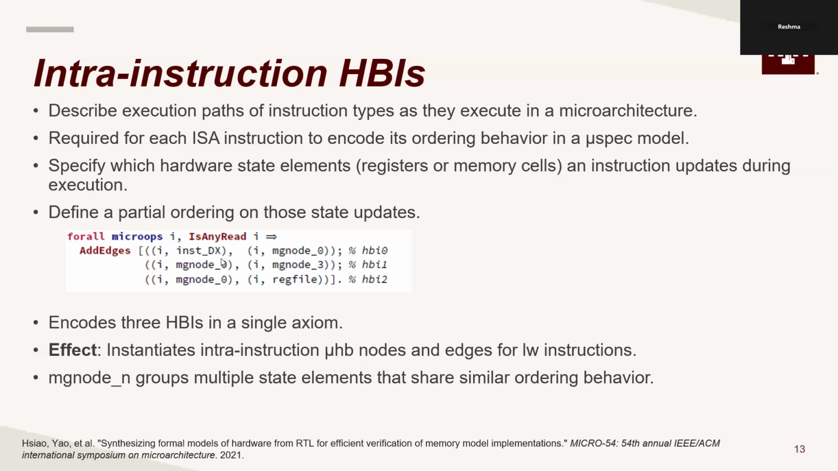I have a simple example here from the paper. As you can see here, there are three HBIs and they have been encoded in a single axiom in the microspec. HBI 0 specifies that for all instructions I, such that I is a memory read operation, I will update the instruction DX state element before it updates the MG node 0 state element. Similarly, for HBI 1, the MG node 0 is updated before MG node 3, and so on. So this is a simple example of an intra-instruction HBI, and it instantiates the nodes and edges for load instructions.